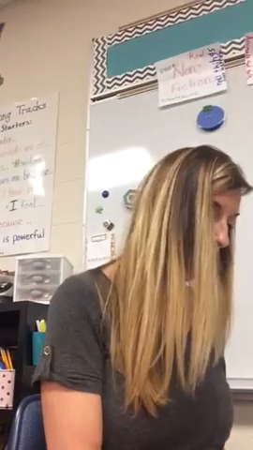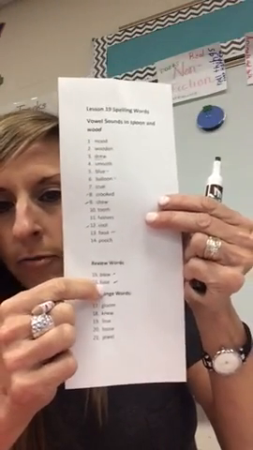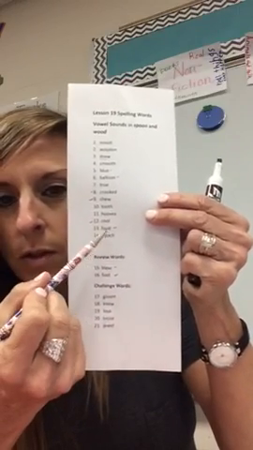A, B, C, D, E, F. I see two F words, okay? So I see number 13, food, and number 16, foot. So looking at those two words, the F, O, O are all the same, so we have to go to the last letter.